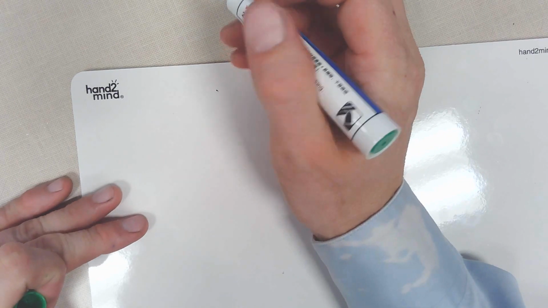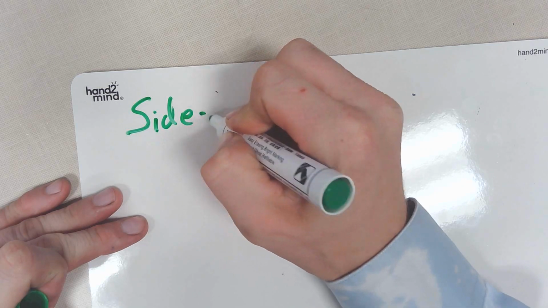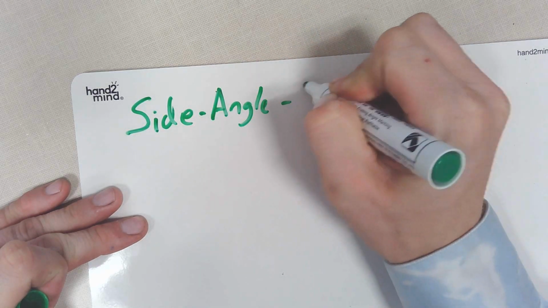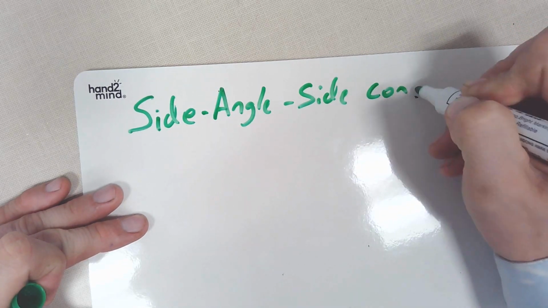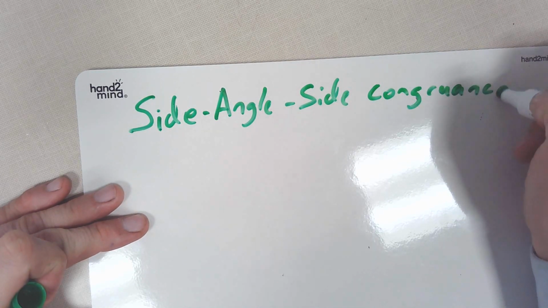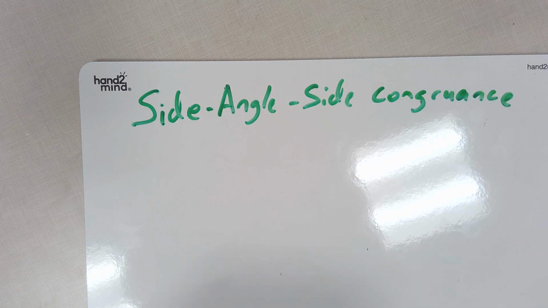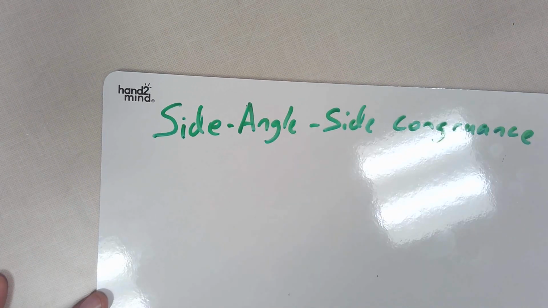All right, so we're going to get into the first part of lesson 5.2, and we're going to talk about congruence. After this, hopefully you'll understand how you can use a side-angle-side relationship of two different triangles to prove that two triangles are congruent.